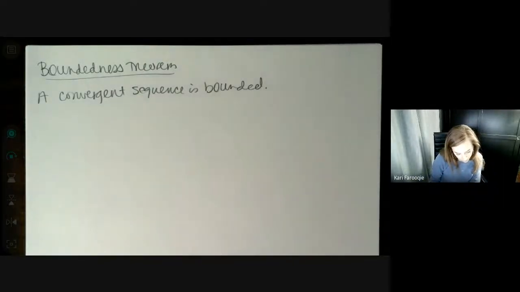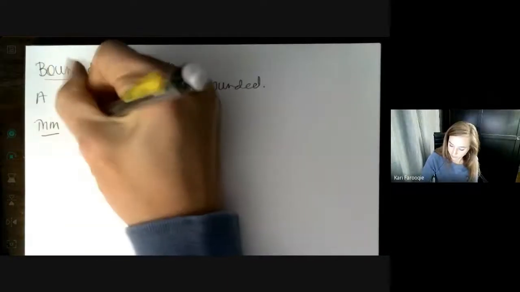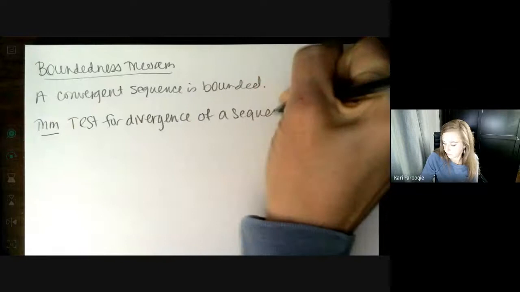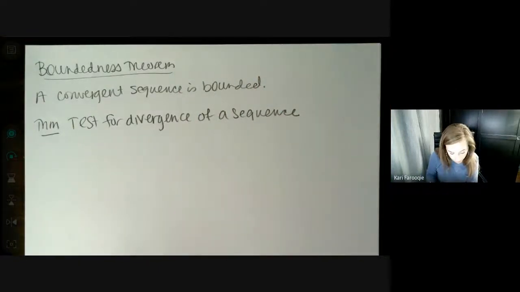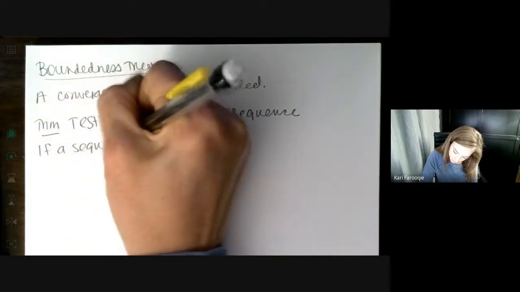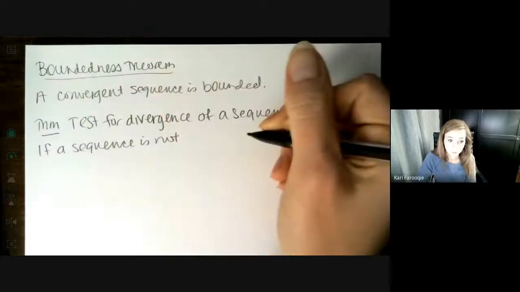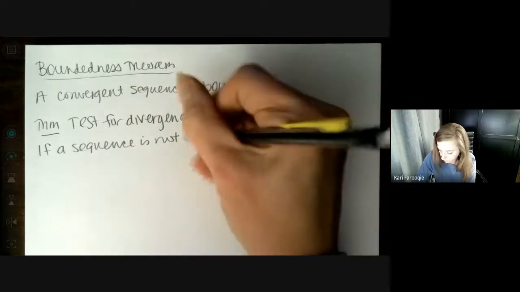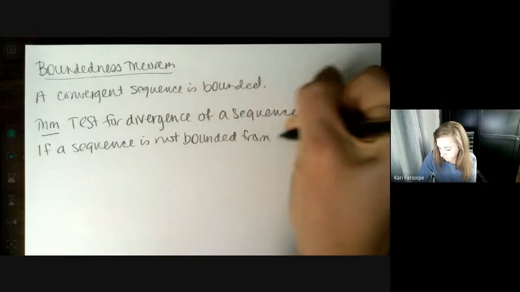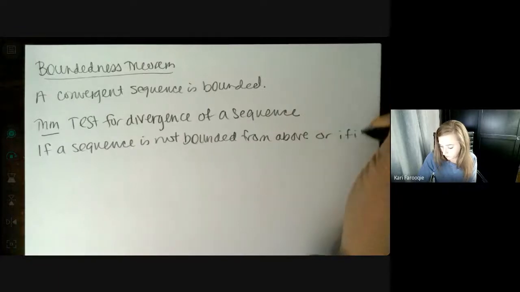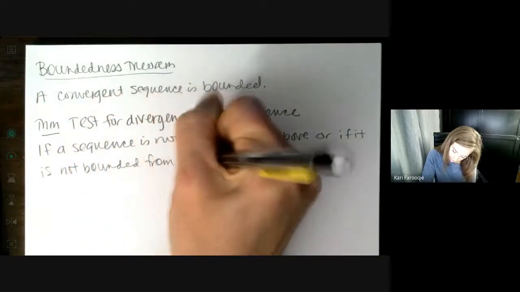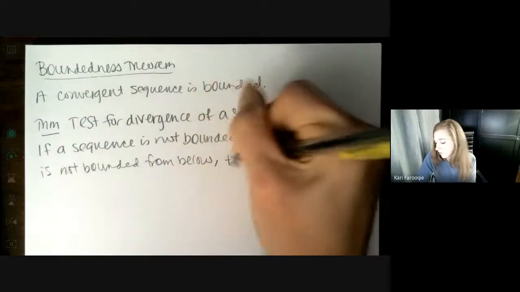All right. The theorem that sort of goes along with this is a test for divergence of a sequence. Test for divergence of a sequence. If a sequence is not bounded from above, and we're going to talk too about what it means to actually be bounded, like what that looks like on your function. If a sequence is not bounded from above, or if it is not bounded from below, then it diverges.